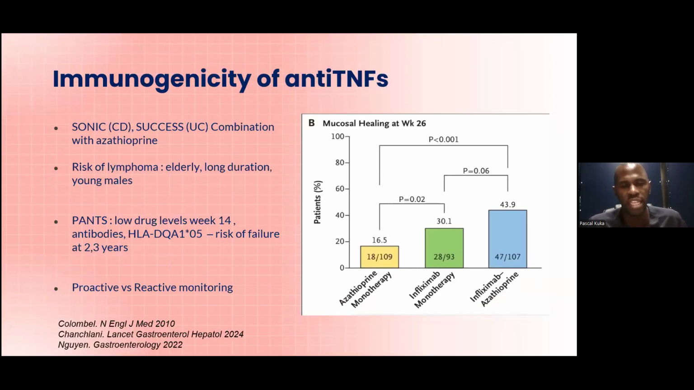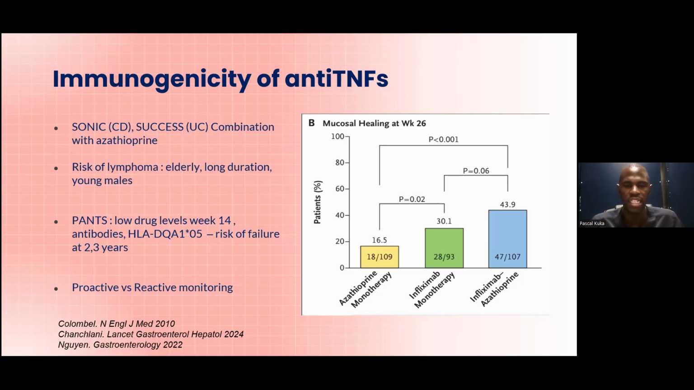So one of the key drawbacks in the use of anti-TNFs is immunogenicity. It's already been proven that the combination of infliximab with an immunomodulator, being azathioprine, has improved mucosal healing compared to azathioprine monotherapy, and also slightly better compared to infliximab monotherapy. However, we need to consider the risks of azathioprine. One of the risks is development of lymphoma.